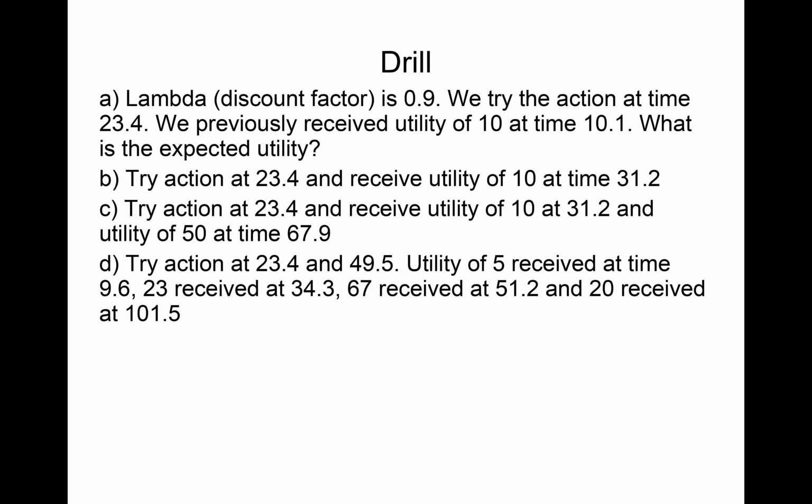All right, so lambda is 0.9. We tried the action at 23.4, and we previously received a utility of 10 at time 10.1. What is the expected utility? So it's not till time 23.4 that we try the action, but before that, we received our reward, which I'm calling utility here. So what's the expected utility in that case? What does that equation tell us? It says it's 0. Again, debatable choice. That's the only debatable aspect, I think, of the whole thing, but it is a debatable choice. That's what it says. So yeah, that's our answer.